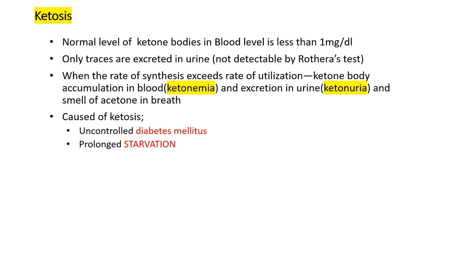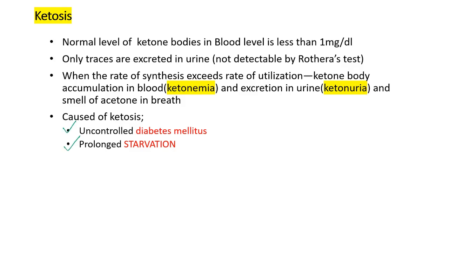But when the rate of synthesis of ketone bodies exceeds the rate of utilization, there is accumulation of ketone bodies in the blood, that is called ketonemia, and therefore there will be excretion of ketone bodies in the urine, that is called ketonuria. And also there will be excretion of some acetone through the breath, so the breath smell will be that of acetone. Now, what are the causes of ketosis? Ketosis is caused by uncontrolled diabetes mellitus and prolonged starvation.